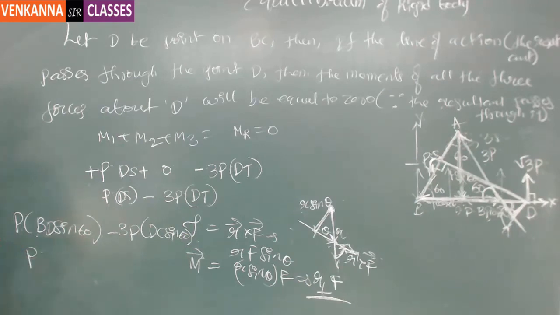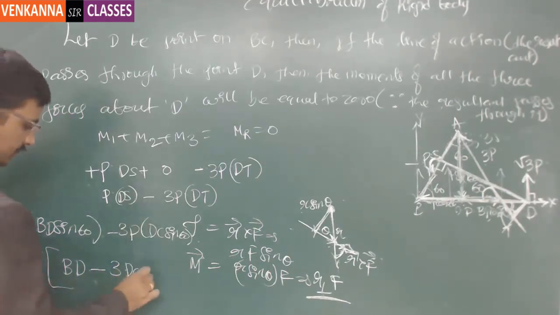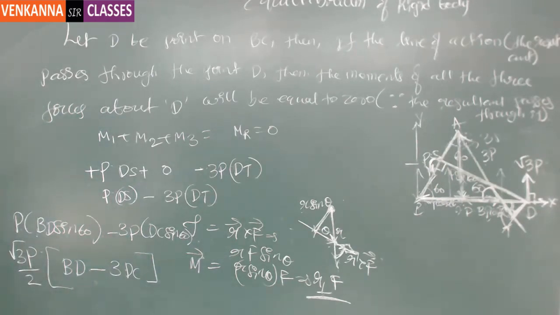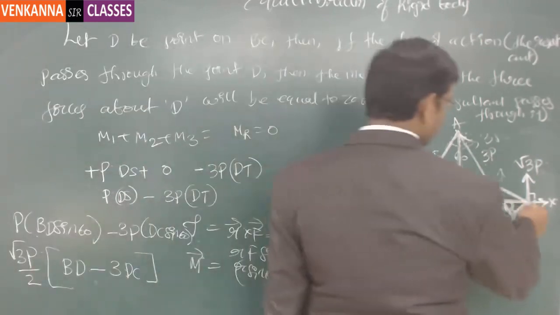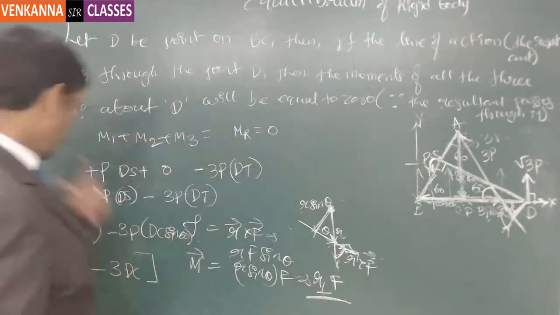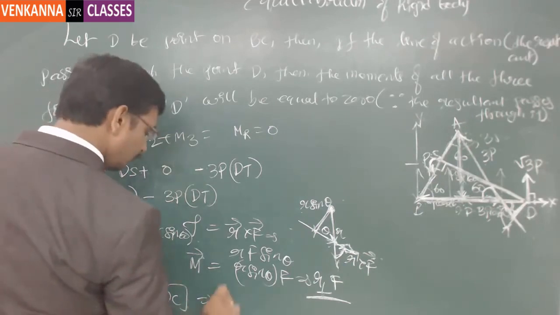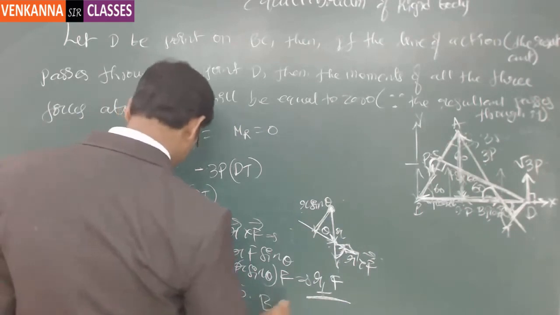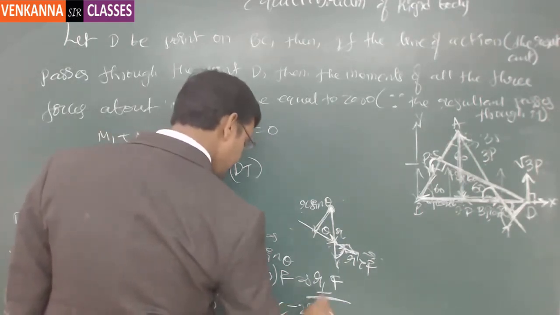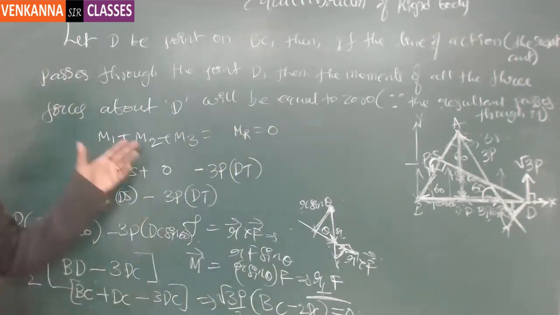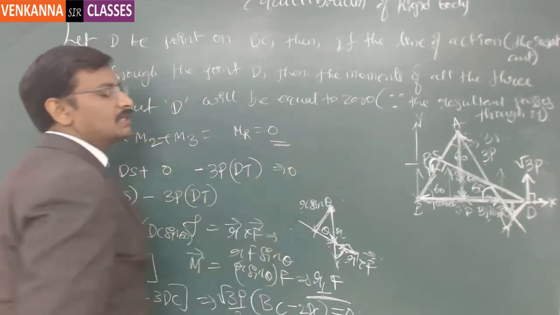So P into BD sin 60, where sin 60 is root 3 by 2, and here also sin 60 is root 3 by 2. Root 3 P by 2 if you take it out, BD is left over here minus 3 times DC is left over here. So BD minus 3 times DC. BD is this distance and DC is this distance. So BD can be treated as BC plus DC minus 3 times DC. So BC minus 2DC, root 3 P by 2 times BC minus 2DC, and this is equal to 0. We started with that assumption, this is equal to 0, because the resultant is passing through that particular point.